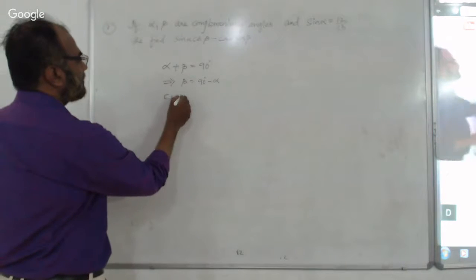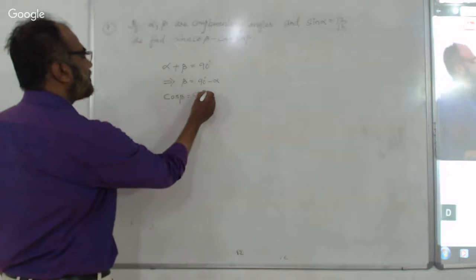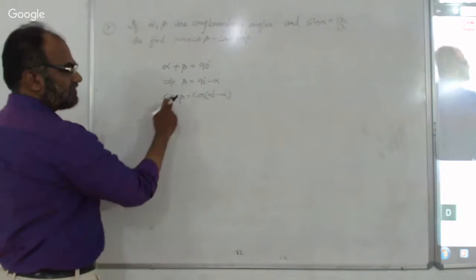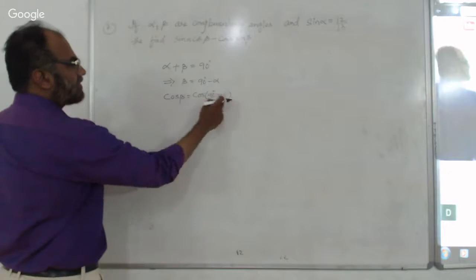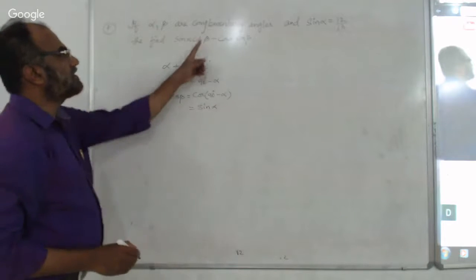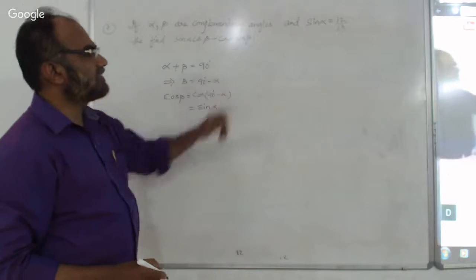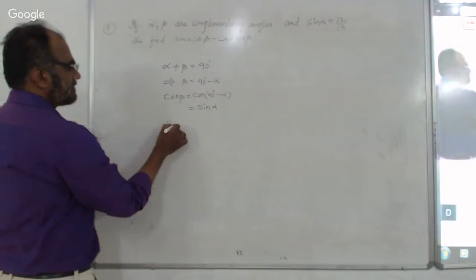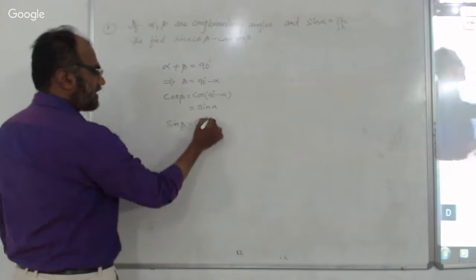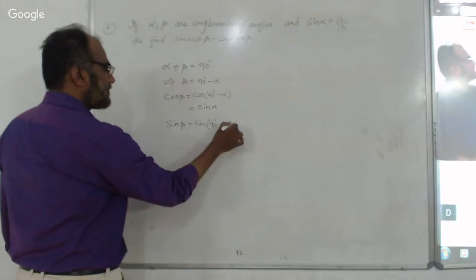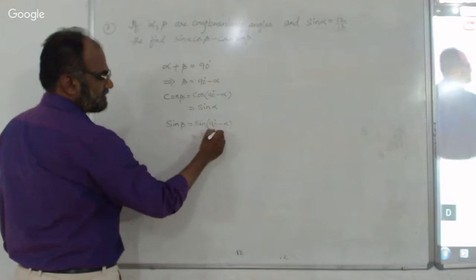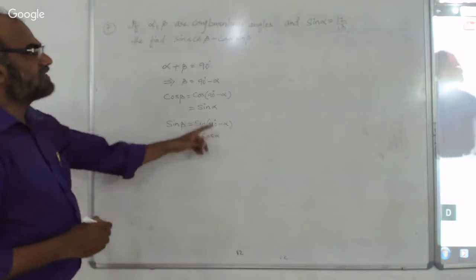Cos beta will be cos of 90 minus alpha, substituting beta as 90 minus alpha. Cos of 90 minus alpha is sin alpha. So the cos beta value is the same as sin alpha. Next we'll find sin beta. Sin beta is sin of 90 minus alpha, which is cos alpha. So sin beta is the same as cos alpha.